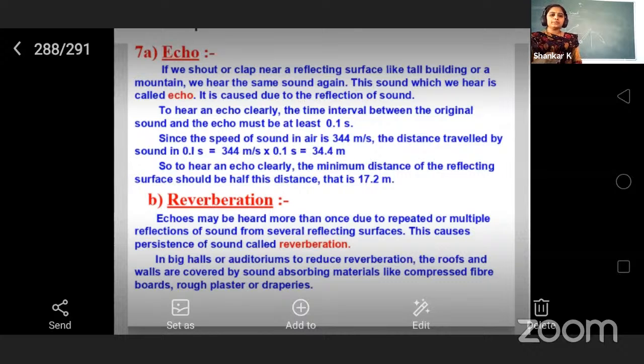So why does this echo happen? Because of the reflection of sound. This happens because of the reflection of sound. Here we can say that the time interval between the original sound and the echo must be at least 0.1 second.